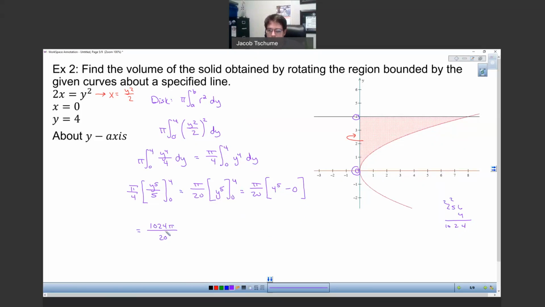And it looks like both of those share a 4 in common, so I can simplify both numbers by 4. That should end up giving me 256 pi over 5. And that is the volume of that red shaded region rotated around the y-axis. That's also an example of the disk method on the y-axis. The big thing is that disks can only be used if there's not a gap in what you're rotating around.